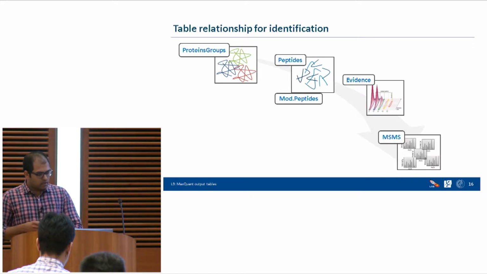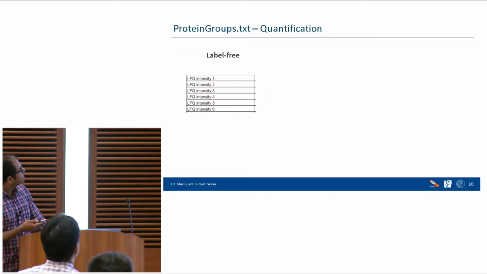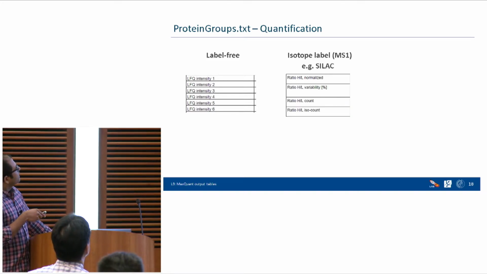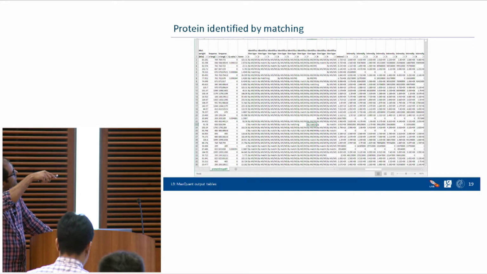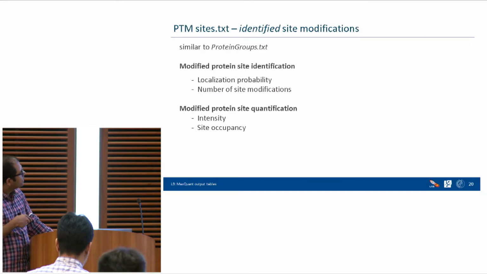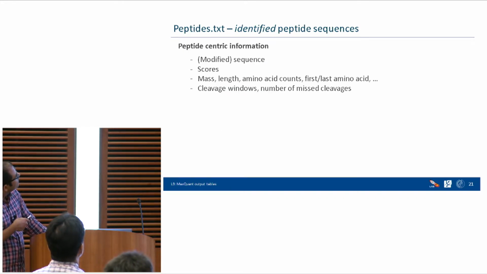Right, so this is what we saw: protein identification and quantification is in the protein groups table. If it is label free, you get the LFQ intensities, if it is SILAC, you get the ratios, and if it is TMT, you get the reported intensities. Then you can see whether the protein is identified by matching or sequencing, and then there is the sites table that we saw.